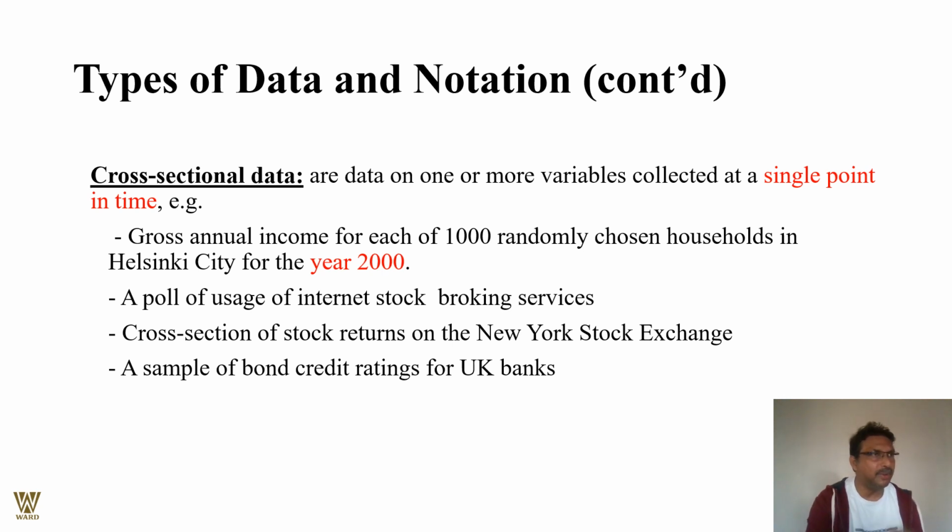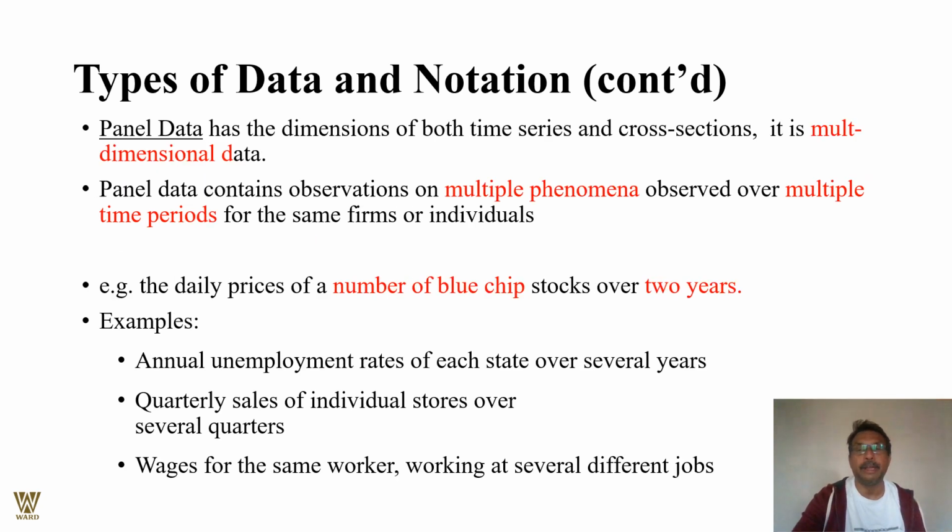I'm just giving you random examples from different parts of the world, being very neutral to every one of them. This is cross-sectional data: data which has one or more variables but collected at a single point of time.